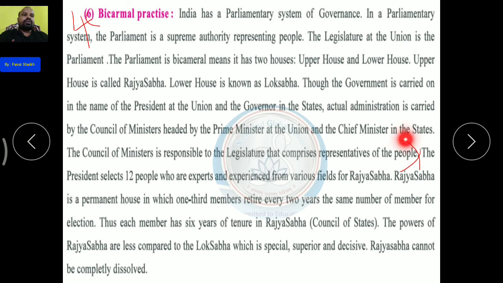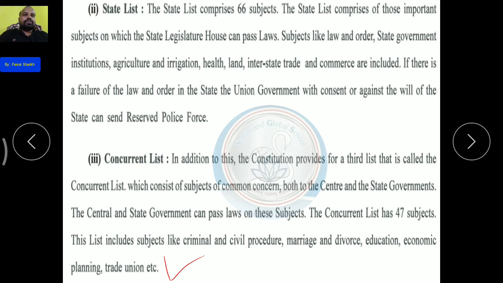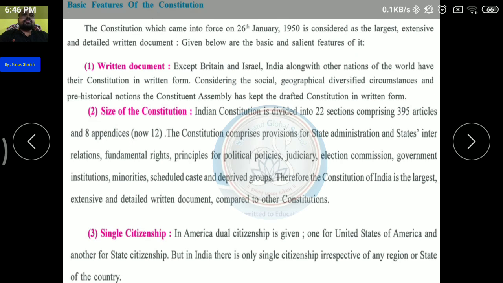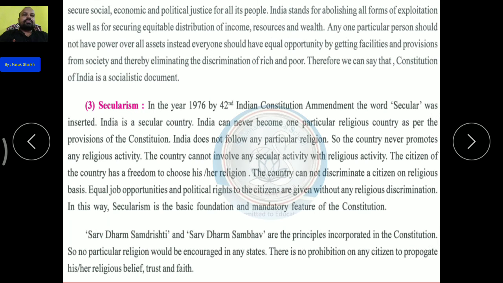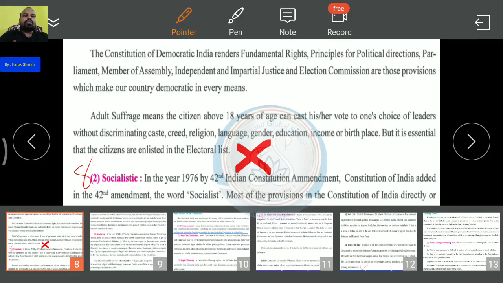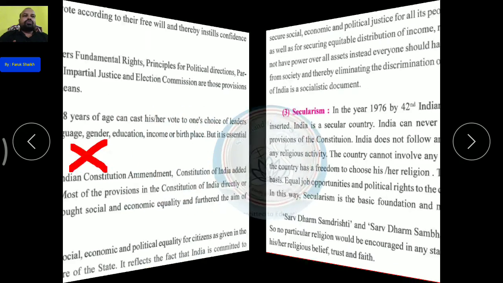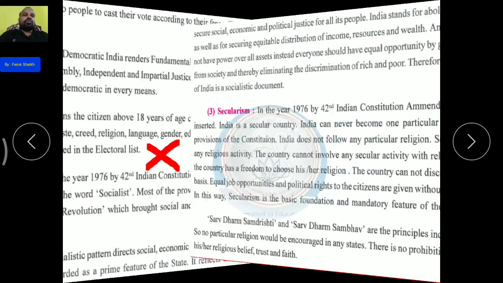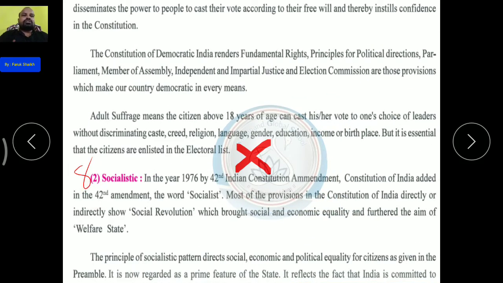यहाँ तक आपको लिखना है ये. Okay, to write till here. Bicameral practice is the question fourth answer. The centre with strong federal structure. This is the question third answer. And the socialistic. From here you also have to write till here. यहाँ तक आपको लिखना है socialistic. It is the question eighth answer.